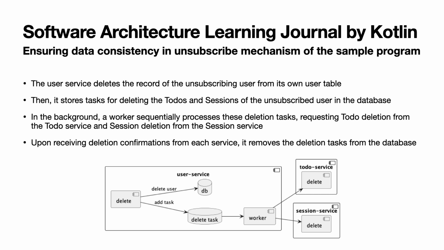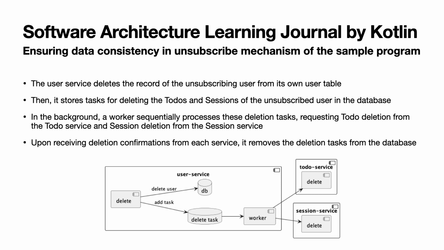First, the user service deletes the record of the unsubscribed user from its own user table. Then it stores deletion tasks for the unsubscribed users, todos, and sessions in the database.